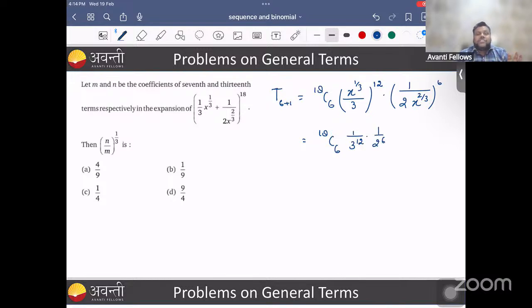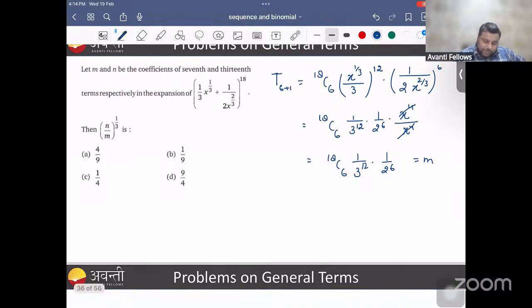Don't solve it initially. Into x to the power, here it will be 4. In the denominator, it will be x to the power 4 again. This is cancelled. So the coefficient is 18C6, 1 upon 3 to the power 12, 1 upon 2 to the power 6. And this is your m, the coefficient of the 7th term.